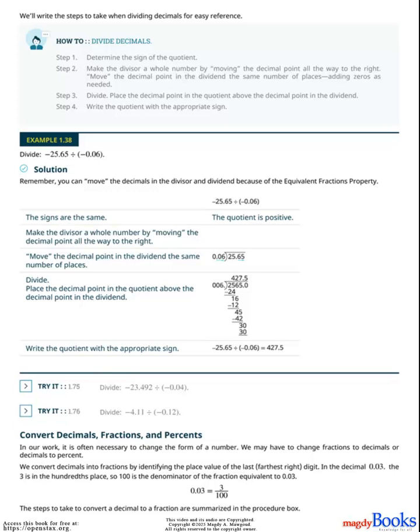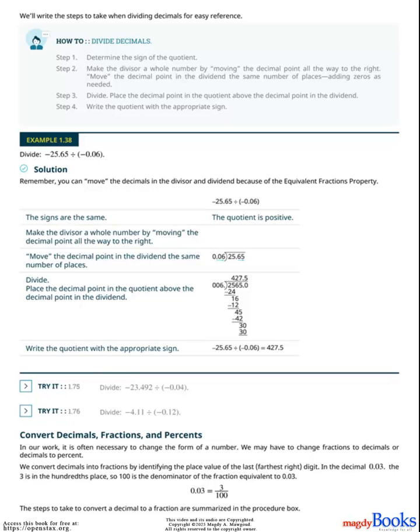Negative 25.65 divided by negative 0.06 equals 427.5. Try it 1.75. Divide. Negative 23.492 divided by negative 0.04. Try it 1.76. Divide. Negative 4.11 divided by negative 0.12.